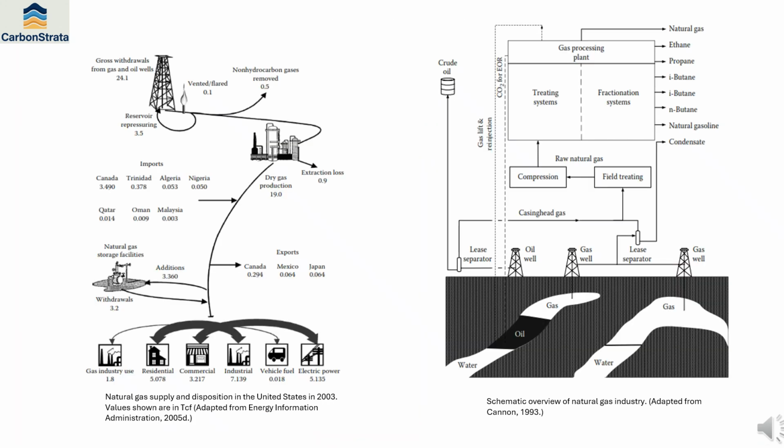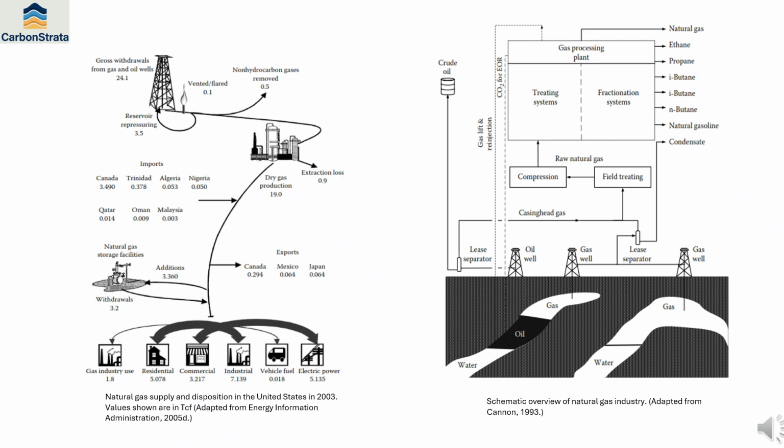This slide illustrates the journey of natural gas from the reservoir to the end user and highlights the complexity of the natural gas value chain. Natural gas is produced from underground reservoirs through dedicated gas wells or in association with oil production. Following production, the gas undergoes separation and field treatment to remove water, condensates, and other unwanted fluids before entering the processing system. At the gas processing plant, impurities such as carbon dioxide, hydrogen sulfide, and water vapor are removed, while valuable natural gas liquids, including ethane, propane, and butane, are recovered.